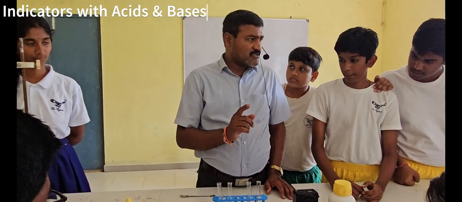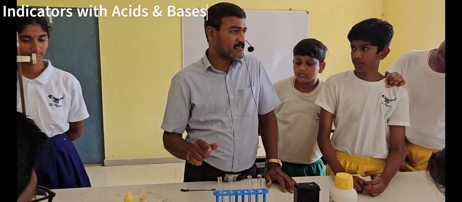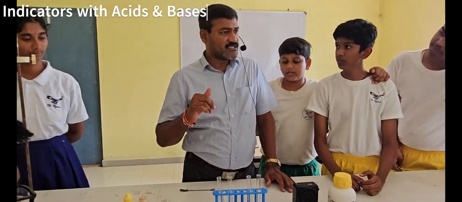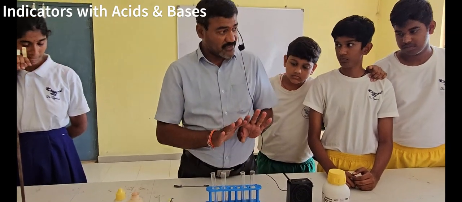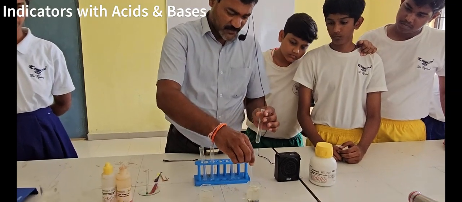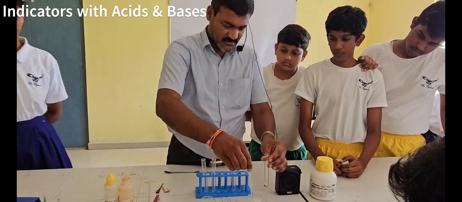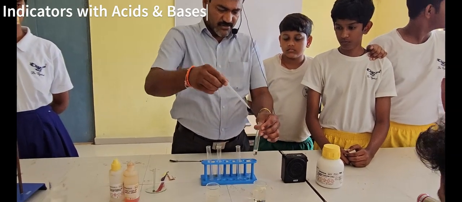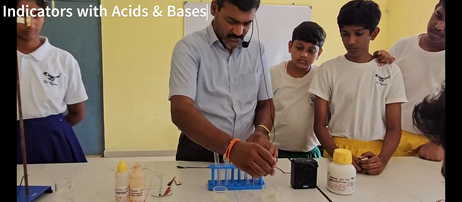So in acid, red litmus remains red, blue litmus turns to red. And in base, blue remains blue and red litmus turns to blue. Okay. Now we will see this acid's color with methyl orange and phenolphthalein. I'll take a small sample of this acid into this test tube. This is hydrochloric acid. Hydrochloric acid, and okay, the same I can use.